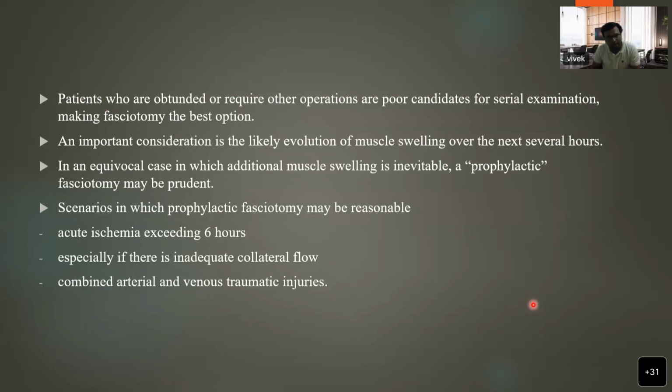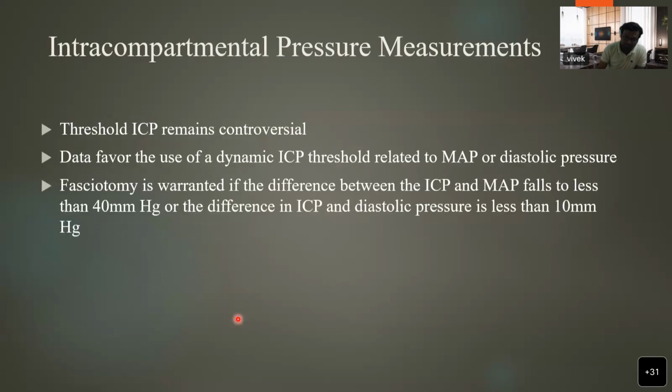An important consideration is the likely evolution of muscle swelling over the next several hours. In equivocal cases, in addition to muscle swelling, prophylactic fasciotomy may be prudent. There are a few scenarios in which prophylactic fasciotomy may be reasonable, which include acute ischemia of more than 6 hours, inadequate collaterals, and combined arterial and venous traumatic injuries.